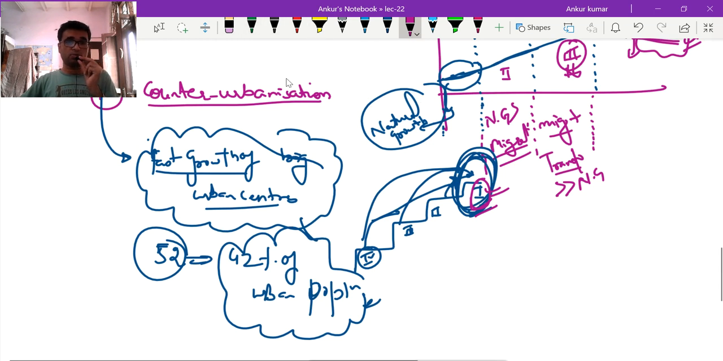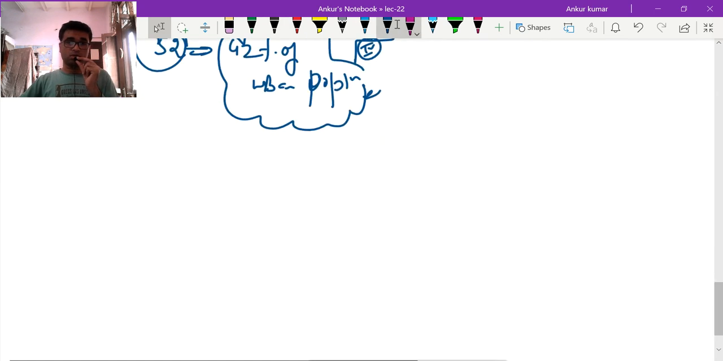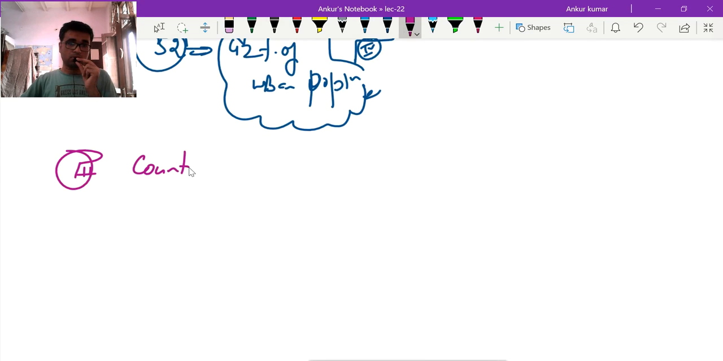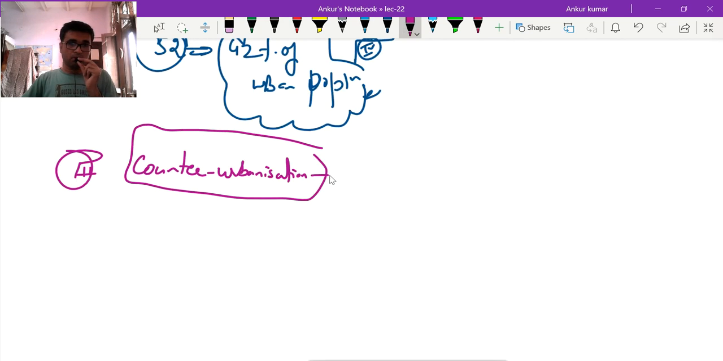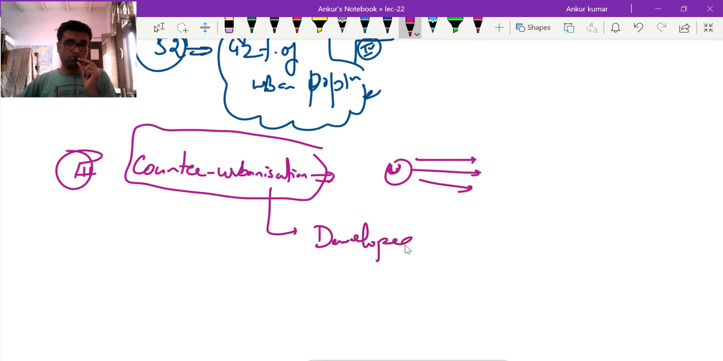The third geographical process is counter urbanization. Now, what is counter urbanization? Counter urbanization is actually reverse migration from the urban centers towards the rural centers or away from the urban center. Counter urbanization is mainly a feature of the developed world.